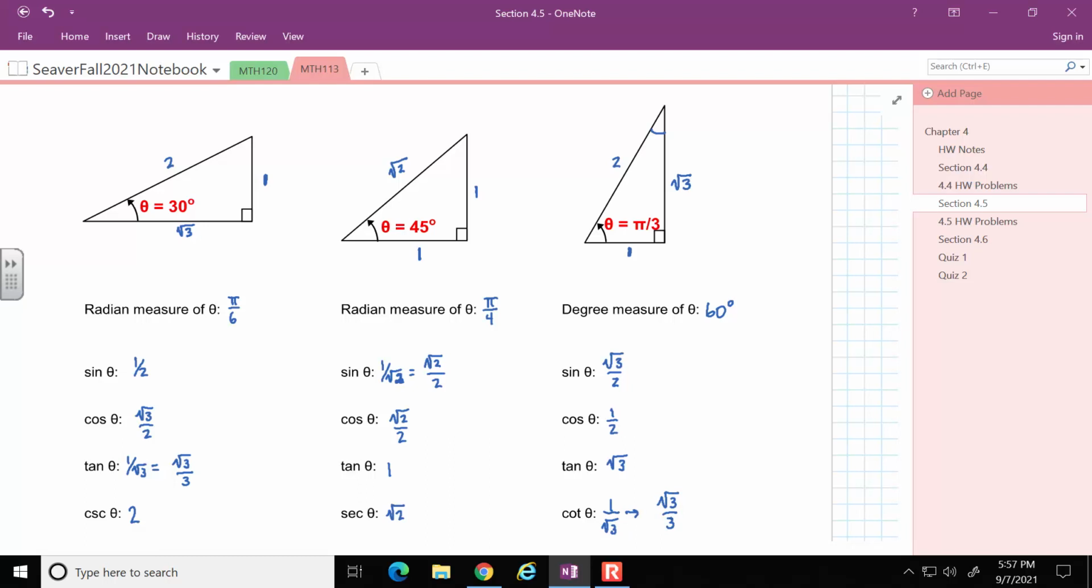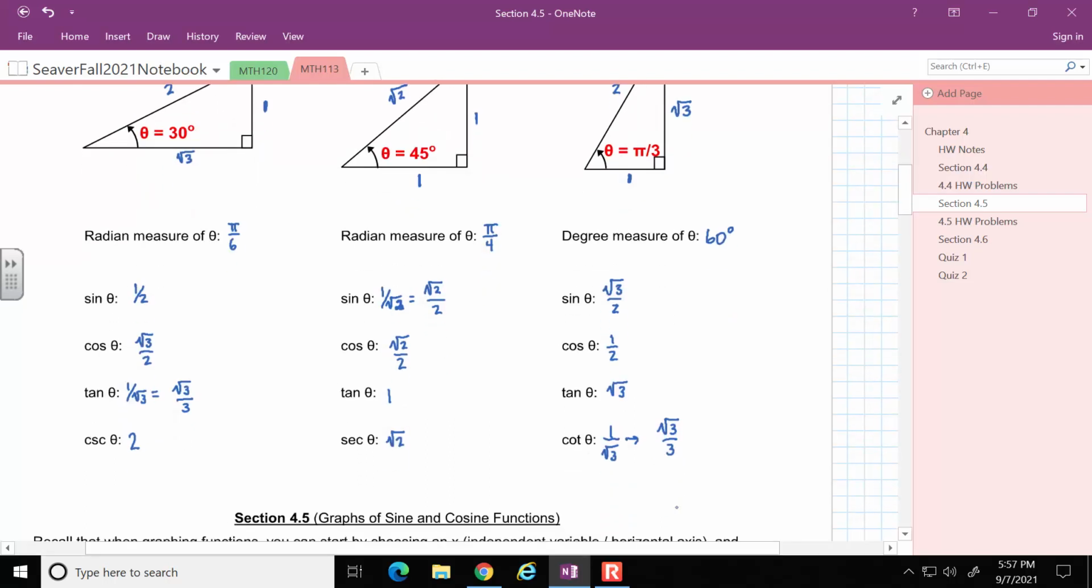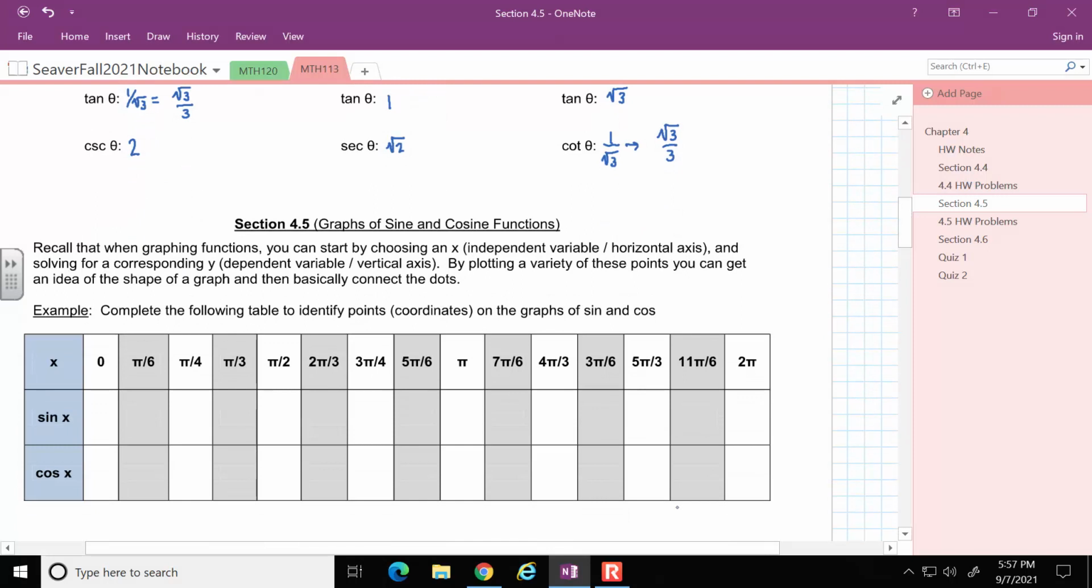Okay. So I'm going to move on. This is just kind of review. We're going to use that information, but we're going to look at the graphs of sine and cosine functions. And this is kind of tricky. Now, it's going to be harder probably to do this in class on paper than it is online.